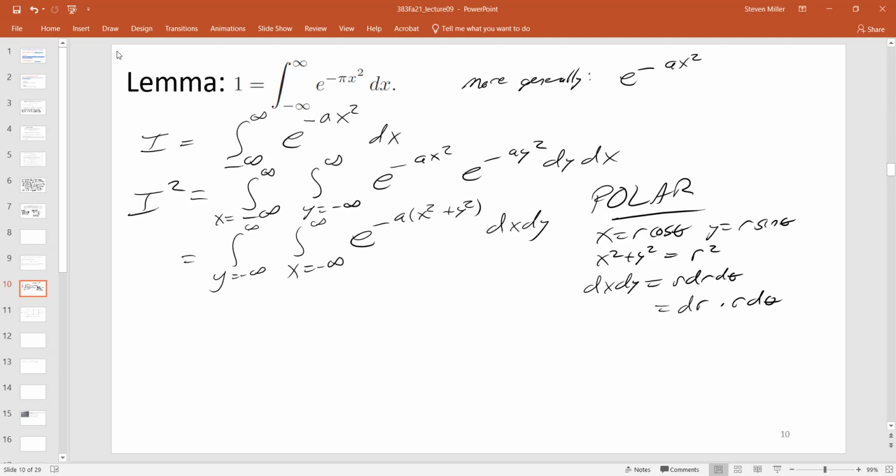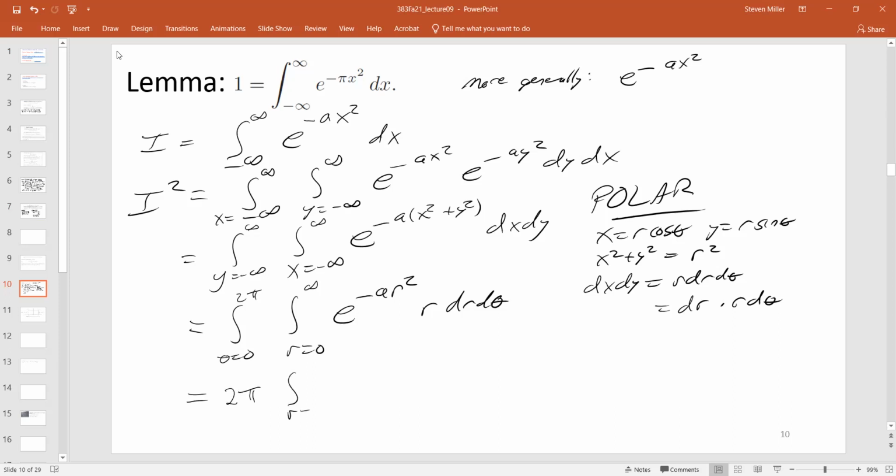And so now this is the same as the integral, theta goes from 0 to 2 pi, integral r goes from 0 to infinity, e to the negative a r squared r dr d theta. All right, does anybody want to tell me what the theta integral gives us? Well, 2 pi, right? There's absolutely no theta dependence, so we can do the theta integration immediately.